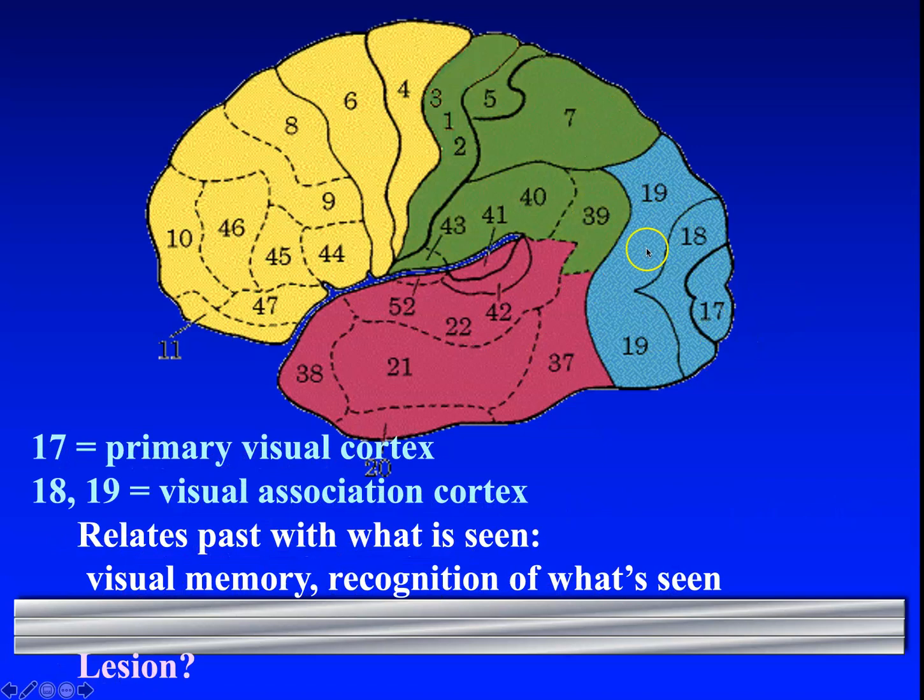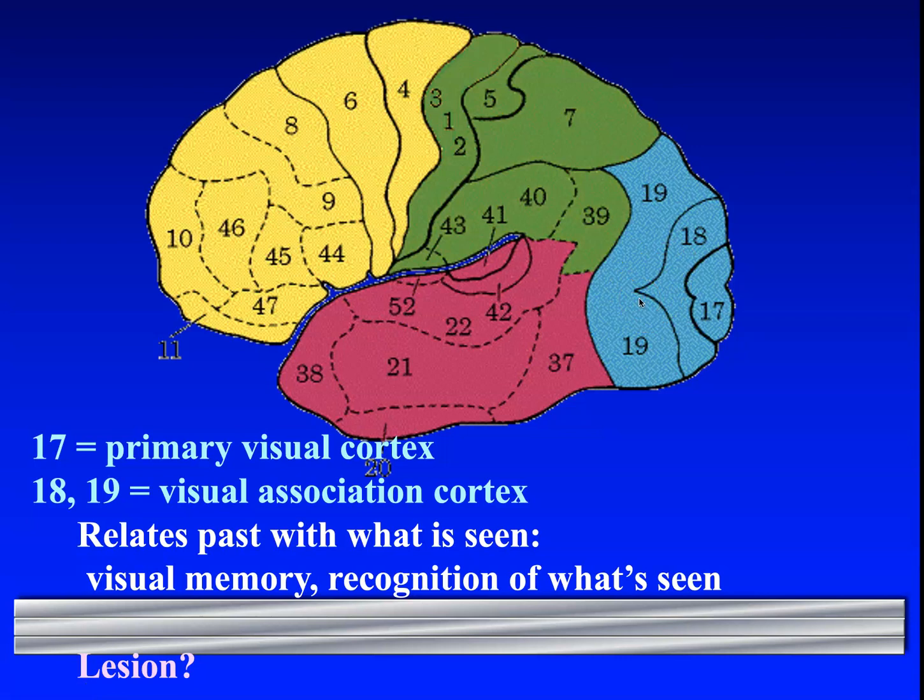Area 17, here in the occipital lobes. This is going to be all vision. Area 17 is the primary visual cortex. So that is where images go. If you have a lesion there, you're blind. Areas 18 and 19 are the visual association cortices. So again, you already know what that kind of means. It puts meaning to what you see.